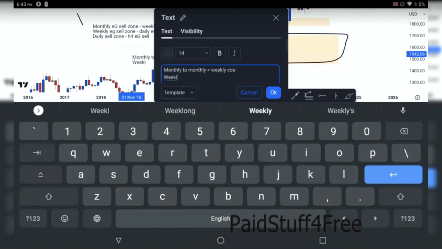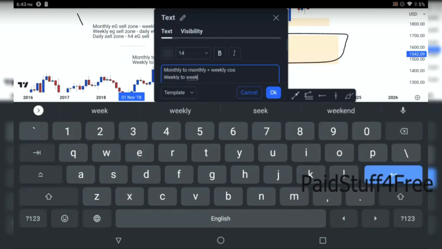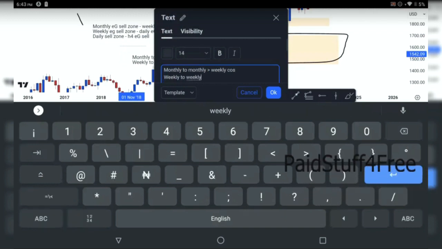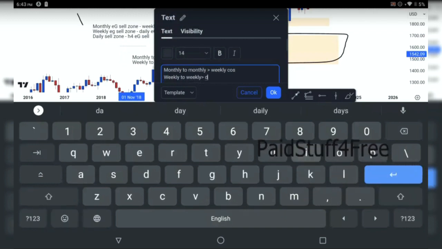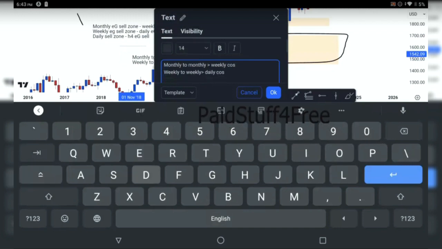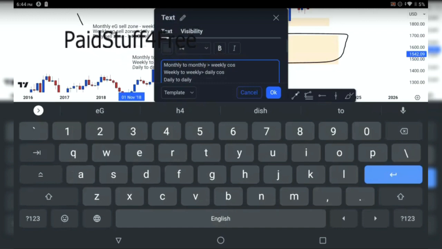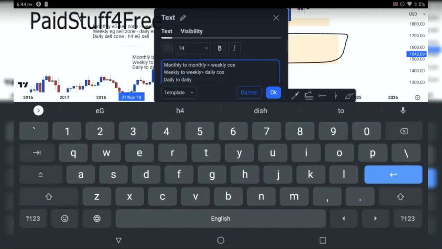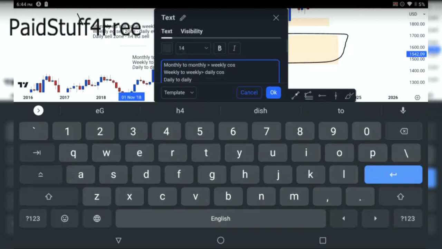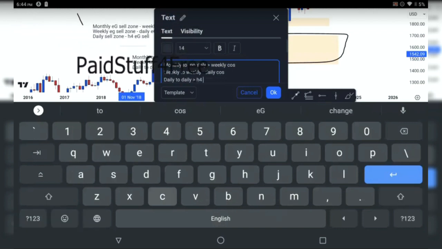Weekly to weekly, I need to see a daily change of COS. That is how it goes. You have a daily to daily. That's when I'm talking about daily to daily. I'm talking about daily EG sell zone to daily buy zone, or daily buy zone to daily EG sell zone, whatever the case might be. But it must be a 4 hours change of storyline, H4 COS.